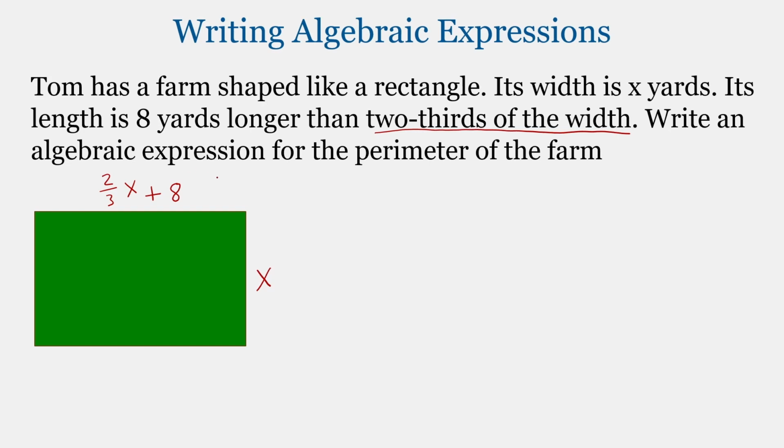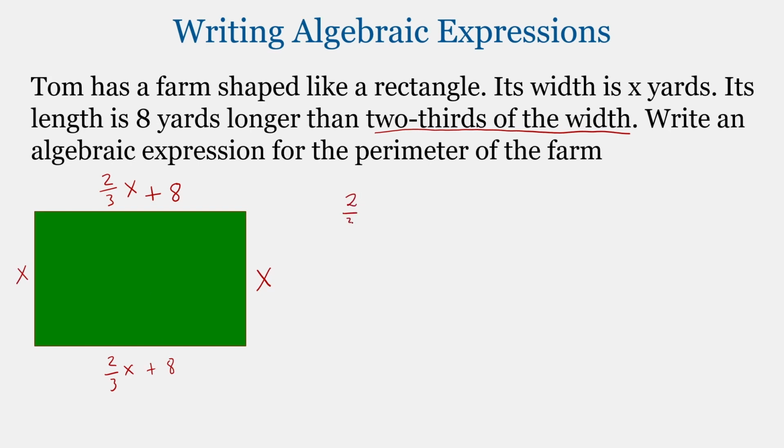Write an algebraic expression for the perimeter. Well, the perimeter is the sum of all the sides. So we have 2 lengths. So this one here is 2/3 x plus 8. And we have 2 widths. This one is also x. We will add all of these up.